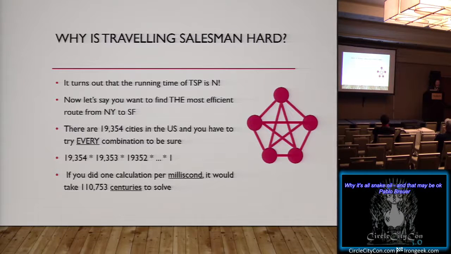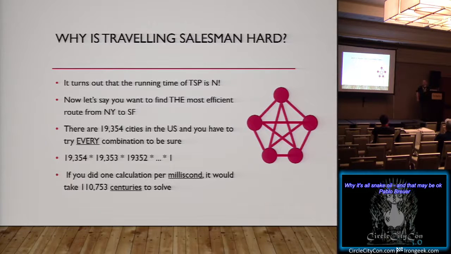So this traveling salesman problem runs in n factorial time, as was pointed out. And so if you want to find the most optimal path, because you're going to do a cross-country cannonball run, and you're going to go from New York to San Francisco, there are 19,354 registered cities. And you have to try every combination, because you have to find the one optimal path. So 19,354 times 19,353, so forth and so on, until you get to 1.